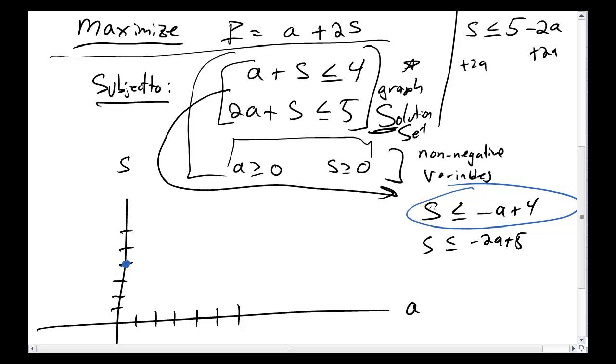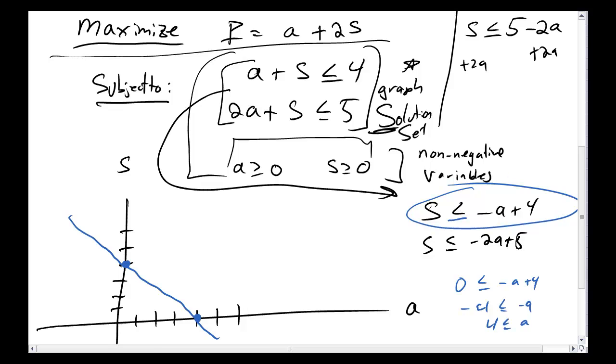And if I plug in 0 for s, I get 0 is less than or equal to minus a plus 4. Minus 4 is less than or equal to minus a. 4 is less than or equal to a. So I know that my x-intercept, which we're calling our a-intercept, is here. I connect these two lines like this. Because I'm talking about this less than or equal to point, I have to plug in a test point to see what side of this line I'm shading. It's a solid line instead of a dashed line because it is less than or equal to. There is that equal part there.